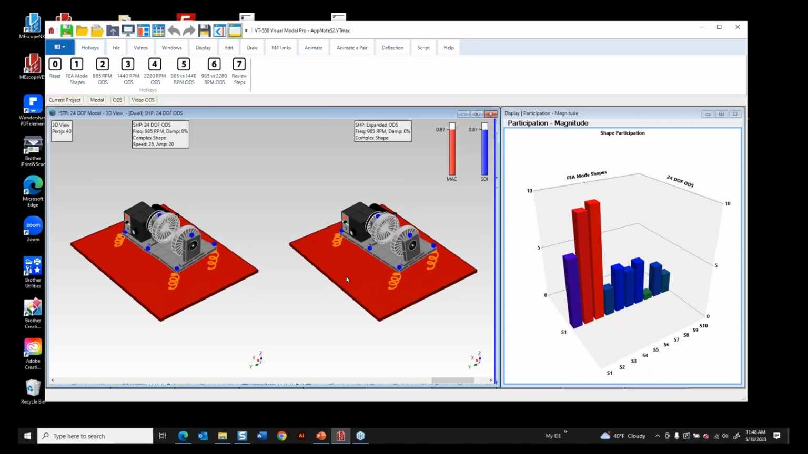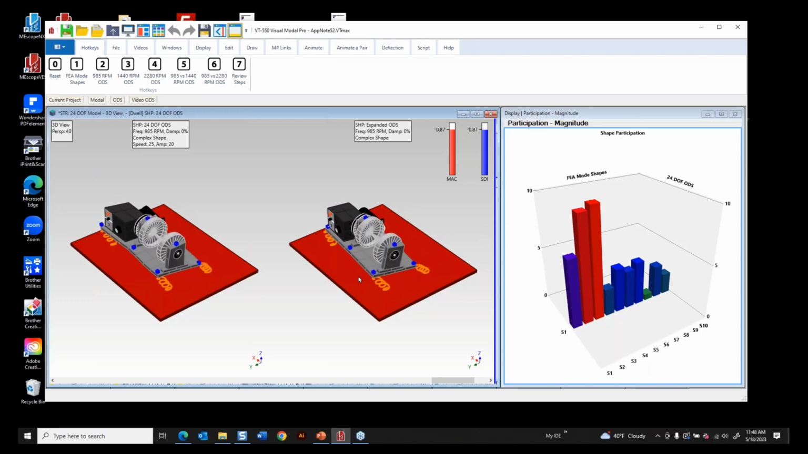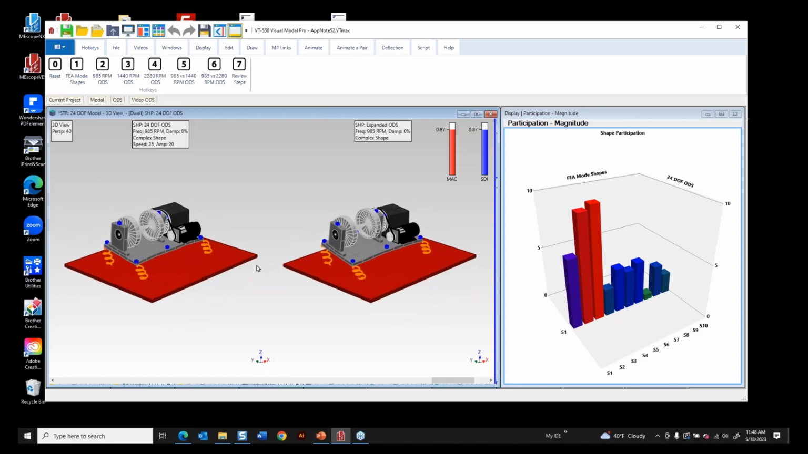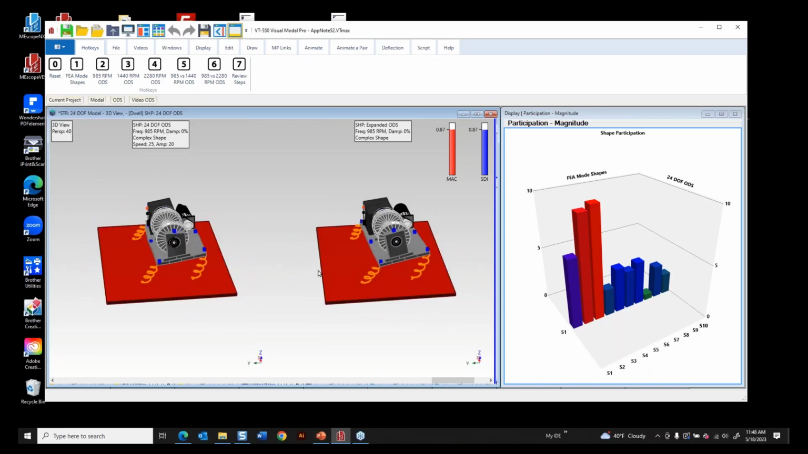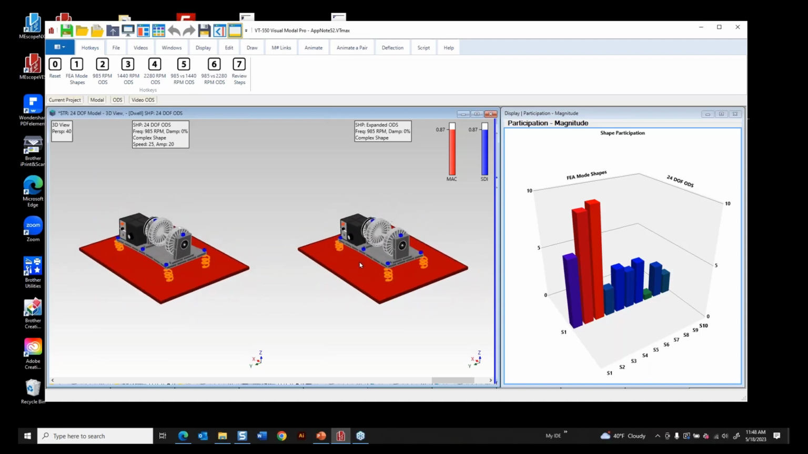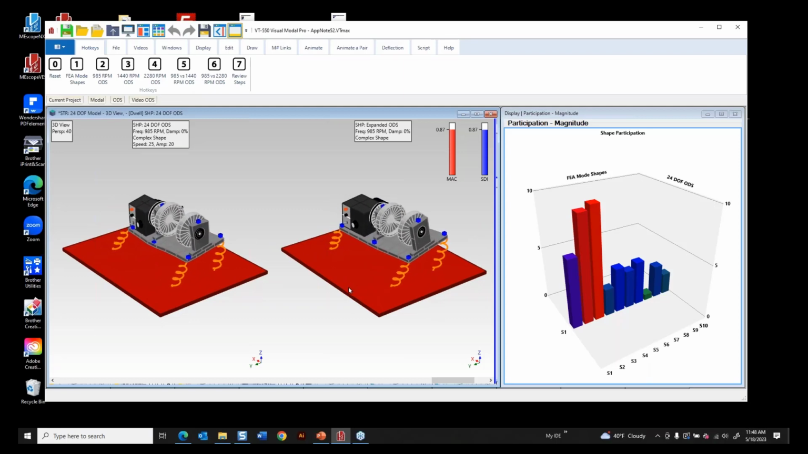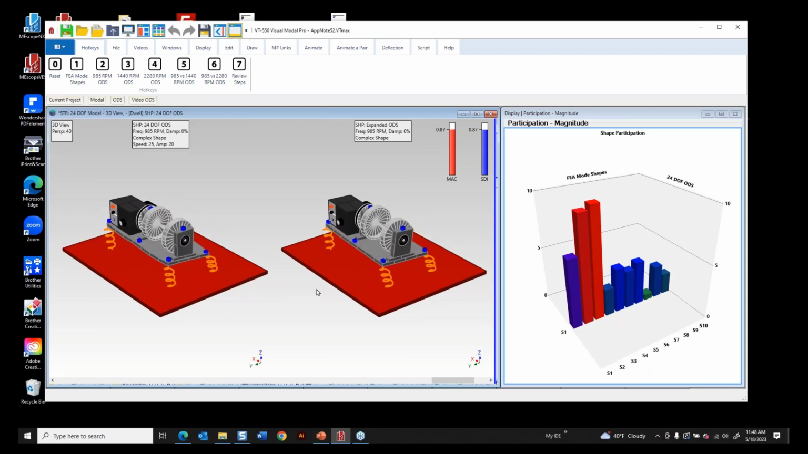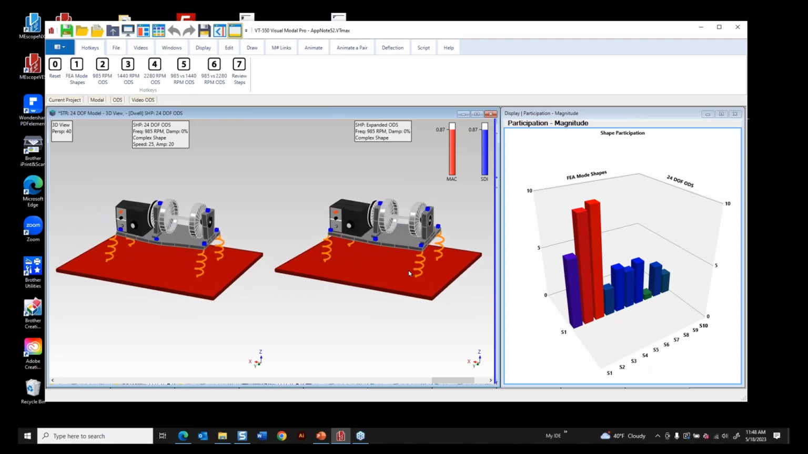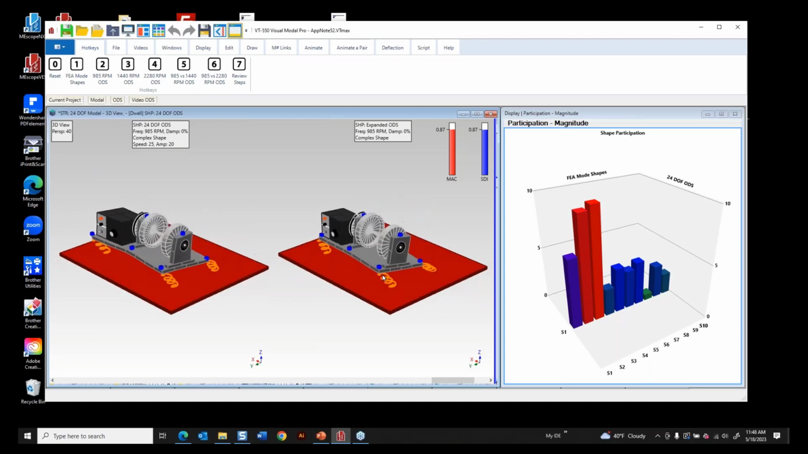Now over here on the right is what we call an expanded ODS, and we got that by curve fitting the 10 FEA modes to the operating data. And now we got a nice smooth animation over here, because those mode shapes define the motion at all the points on the base plate and bearing blocks.